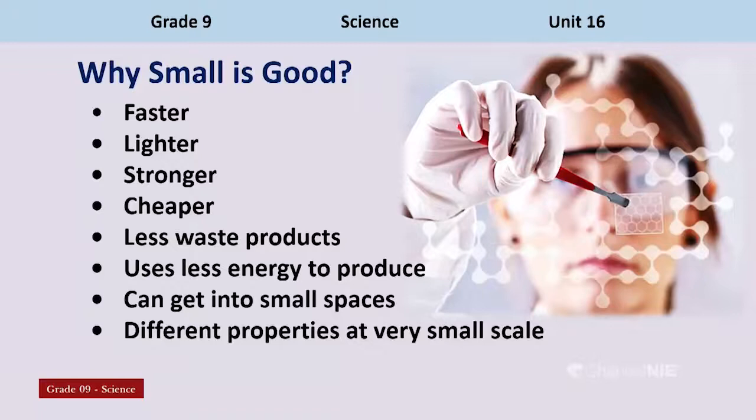So, let us see how to observe nanoscale particles. Nano is small. So, why small is good? It is faster, it is lighter and is stronger and is cheaper and less waste products and use less energy to produce, can get into small spaces, different properties at very small scale. When something is very small, it is light in weight, less gravitational attraction towards the earth and it produces less products.